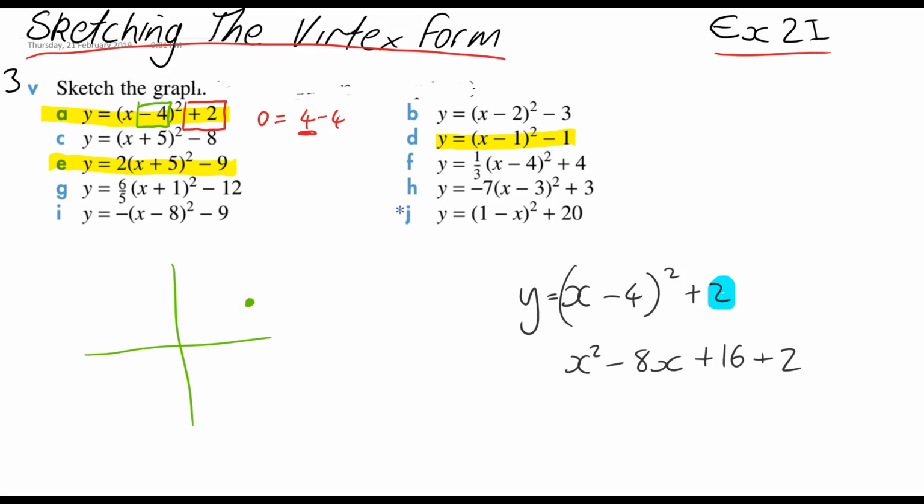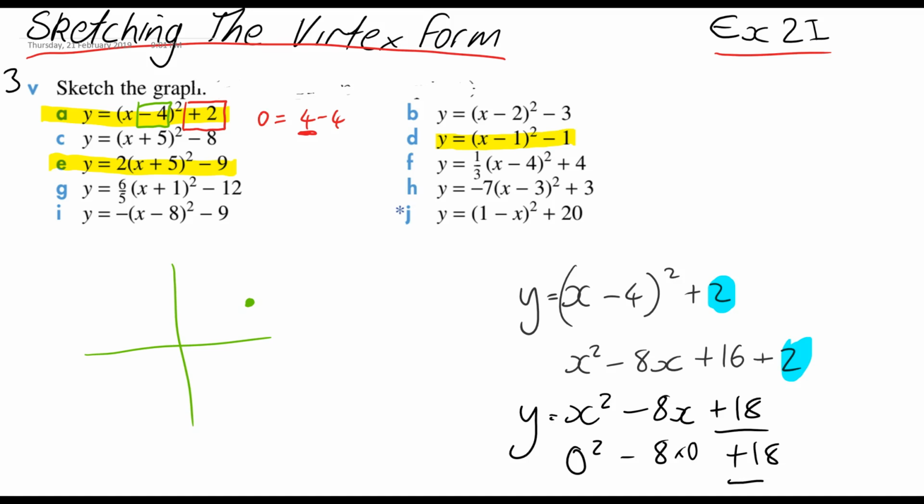Notice that this 2 here isn't part of the expansion, so I just added on the end. Okay, some people make that mistake. It's a common mistake. I've made that mistake. Don't make that mistake. The 2 is not part of the expansion. It's just tacked on the end, which gives us x squared minus 8x plus 18. The positive 18 is our y-intercept, because when x is 0, you end up with 0 squared minus 8 times 0 plus 18. The only thing that carries through is the 18.